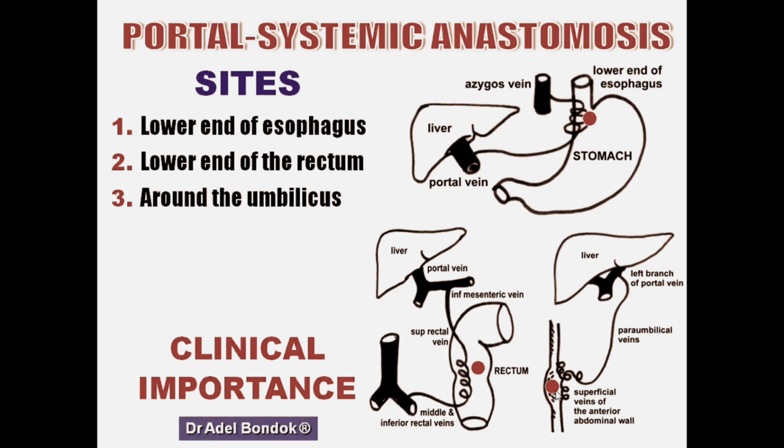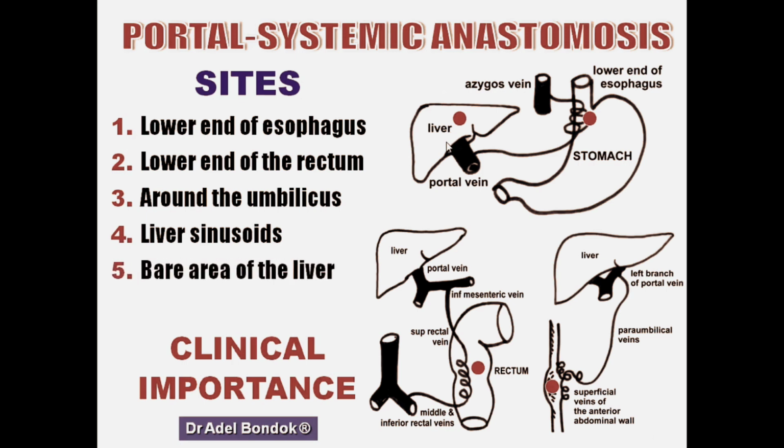Other areas: inside the liver, the liver sinusoids, the landmark between portal and systemic venous system; the retro bare area of the liver, between the veins of the liver and the phrenic veins; and retroperitoneal, okay, behind the peritoneum, colic veins and abdominal wall veins. Then we'll talk about the clinical importance of these anastomoses.